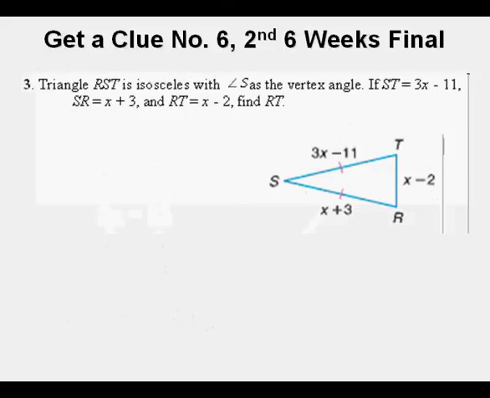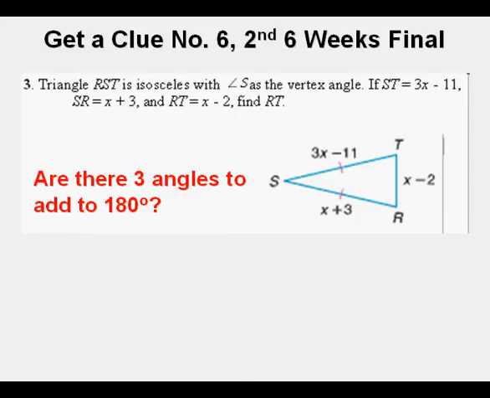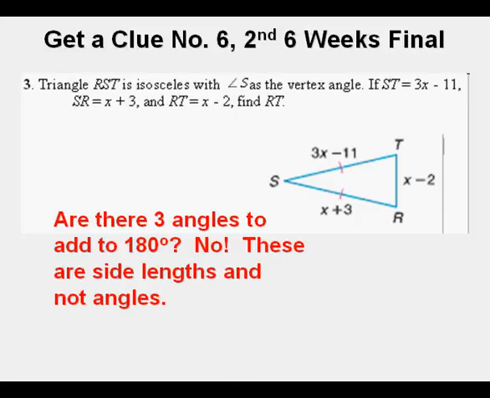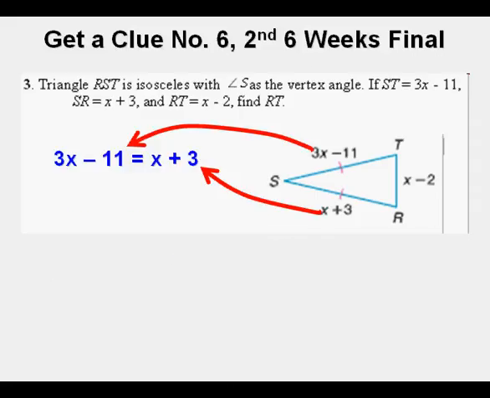Here's problem number 3. Is this an angle sum theorem problem where 3 angles add up to 180 degrees? No, it's not. These are side lengths and not angles. Since this is an isosceles triangle, we know that sides ST and SR are equal, so we can set up an equation for this. We can start solving this equation, which is 3x minus 11, one side, equals x plus 3, the other side. We start out solving the equation by subtracting x from both sides.